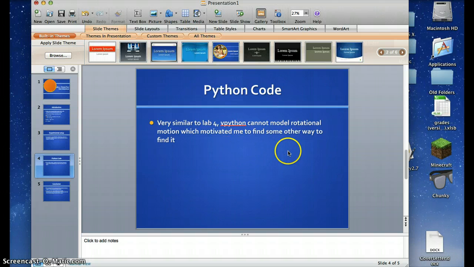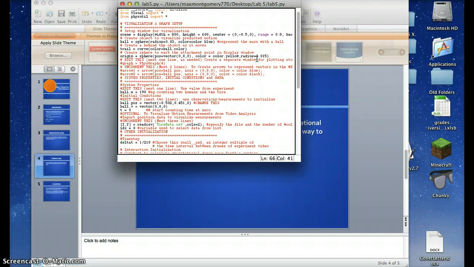The Python code I created for this lab was very similar to Lab 4, since they both dealt with energy. VPython cannot model rotational motion in the same way it does translational motion or springs. That in itself motivated me to find that value in a different way, because I would have had to make more assumptions, such as finding the moment of inertia, and also create another while loop to try and calculate that. So here's my code.